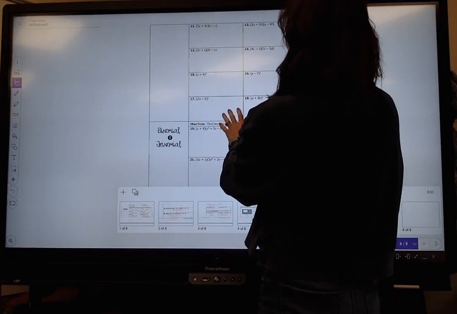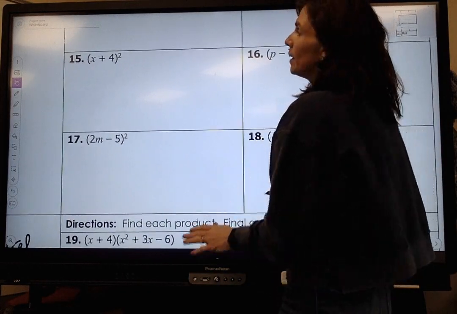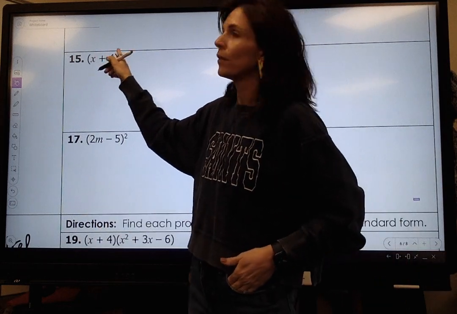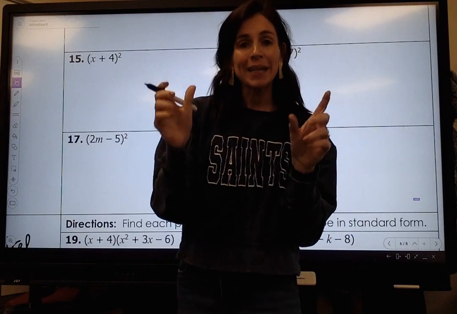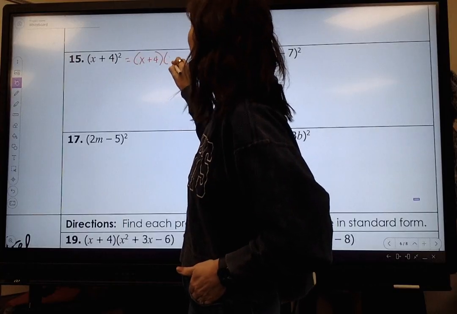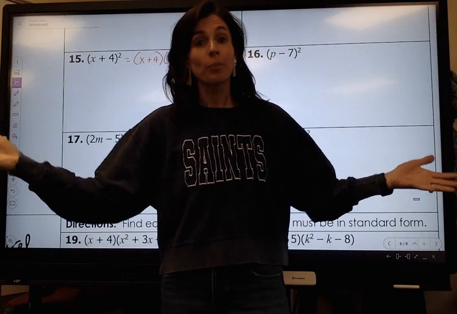Okay, now, when you have something that looks like 15, you cannot use that exponent rule where you do x squared and then 4 squared. That's not what this means. What this means is you are multiplying an x plus 4 times an x plus 4, which means double distribution or box.